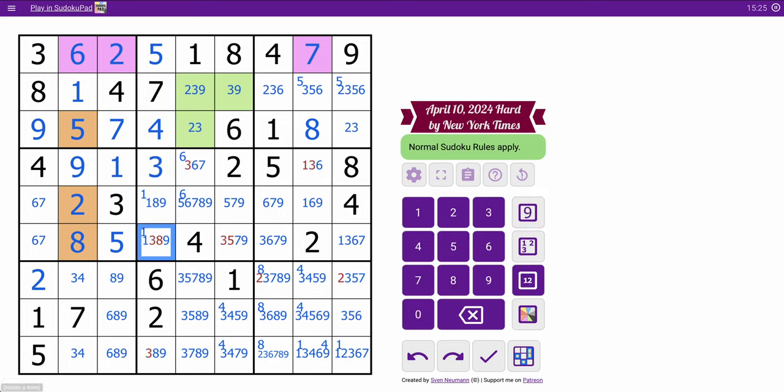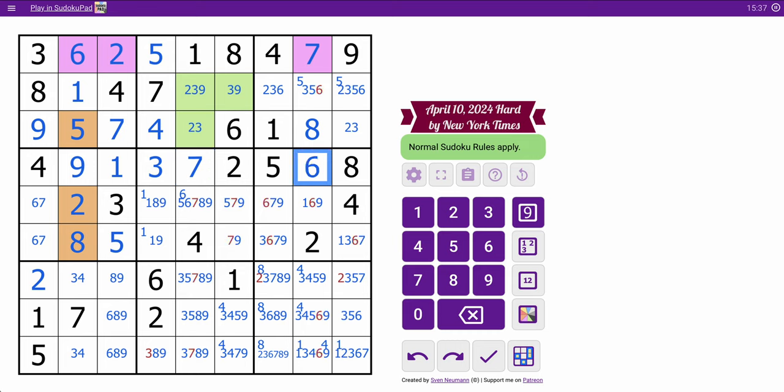1 places the 3 in row 4. Cleans up a little more things. 6 and 7 are placed. Row 4 is complete. Those can't be 6. That doesn't help me with much of anything. Nope. But the 7 in the box does.